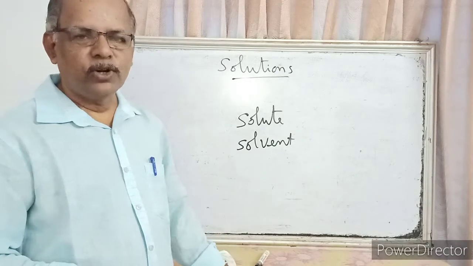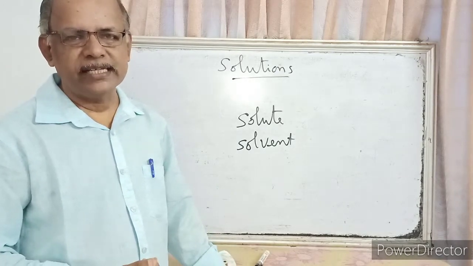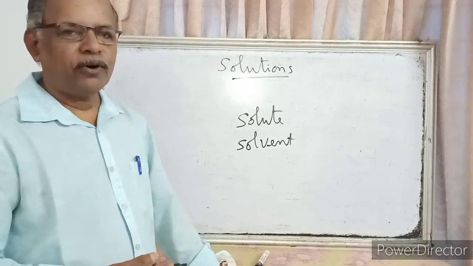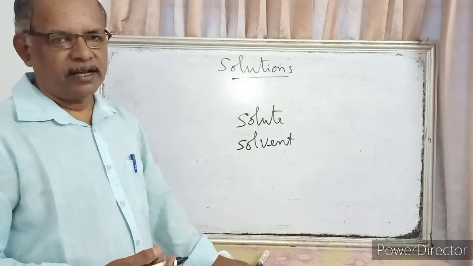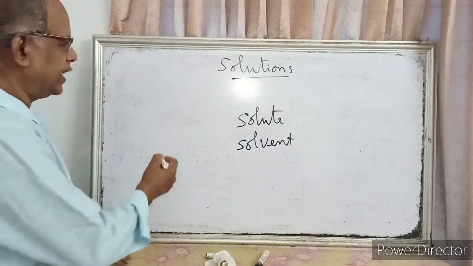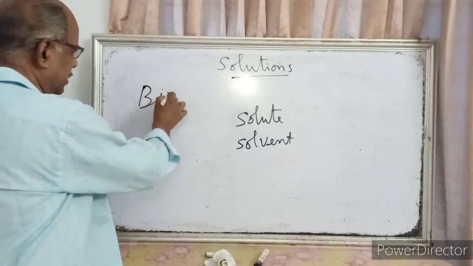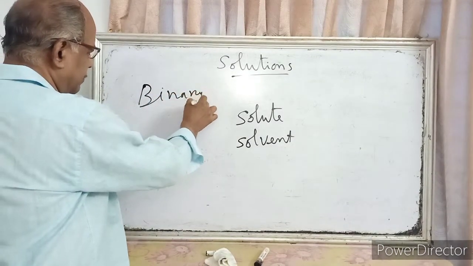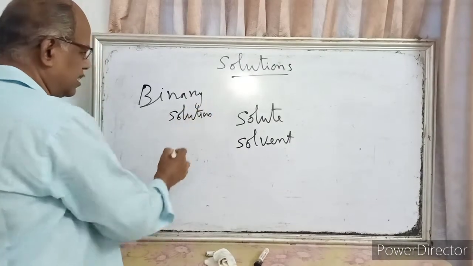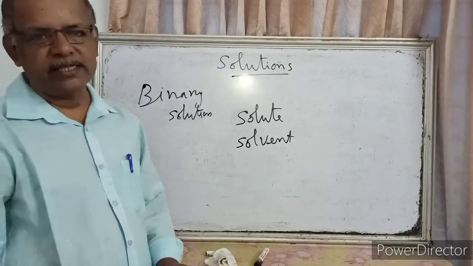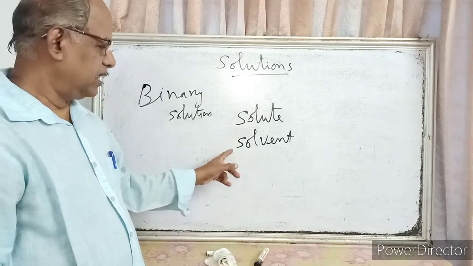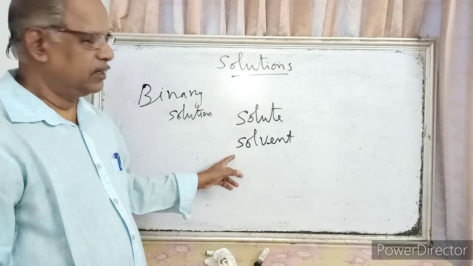So next is solution. A solution is a homogeneous mixture of two or more components. If a solution contains two components, it is called a binary solution. And in binary solutions, it contains two components. One is called solute and other is called solvent.